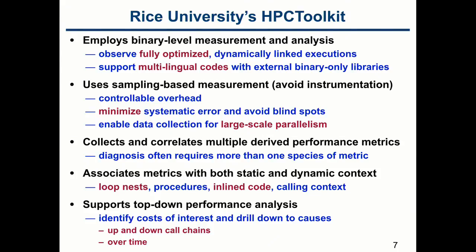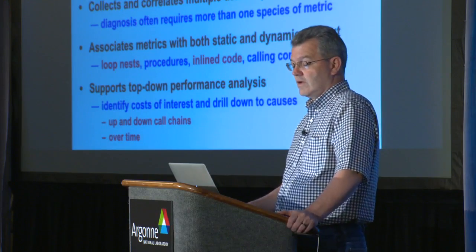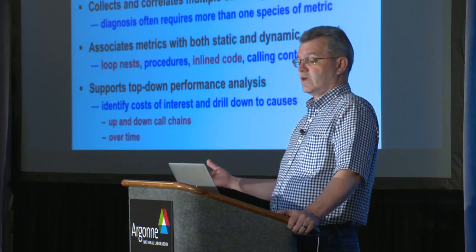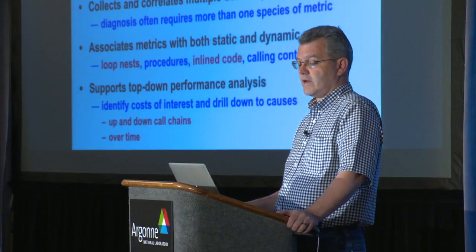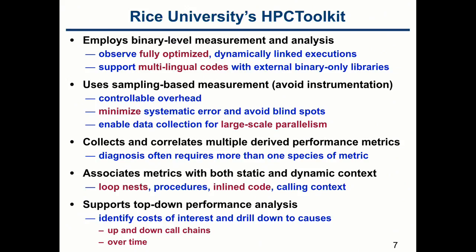Then we correlate multiple metrics and derive performance metrics. Often understanding application performance requires knowing more than one thing. Instead of just knowing time, you might need to know how many instructions we're executing, how many loads and stores, and how many of those instructions were vector instructions, those sorts of things. We can collect all that information and then compute some derived metrics, and I'll show you how to do that.